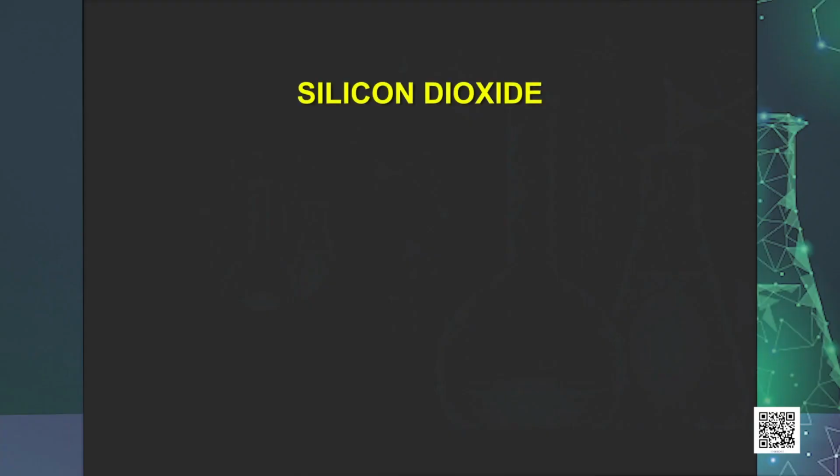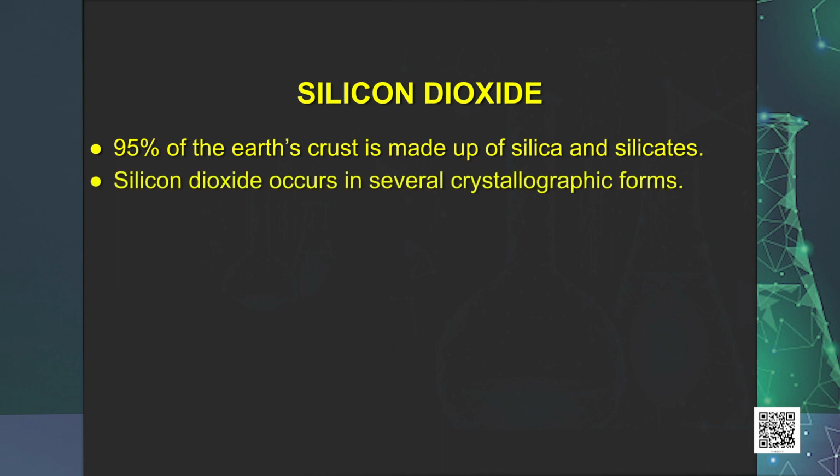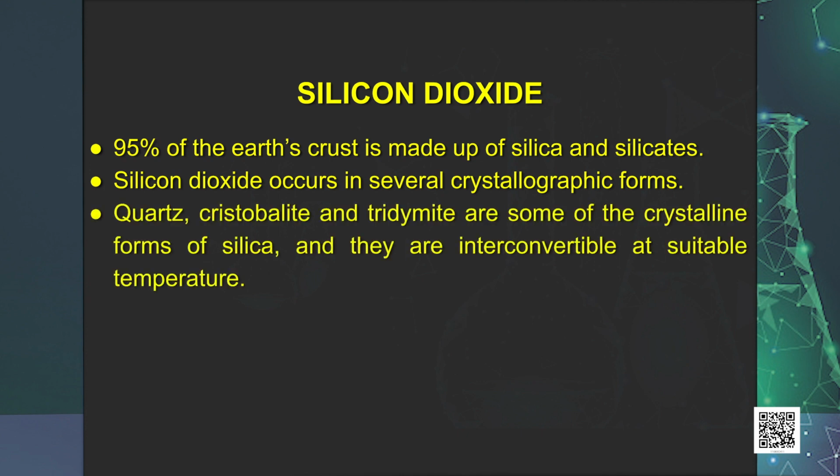Now, we will proceed towards compounds of silicon, which are silicon dioxide, silicones, silicates and zeolites. Let us start with silicon dioxide. 95% of the Earth's crust is made up of silica and silicates. Silicon dioxide, commonly known as silica, occurs in several crystallographic forms. Quartz, cristobalite and tridymite are some of the crystalline forms of silica, and they are interconvertible at suitable temperature.